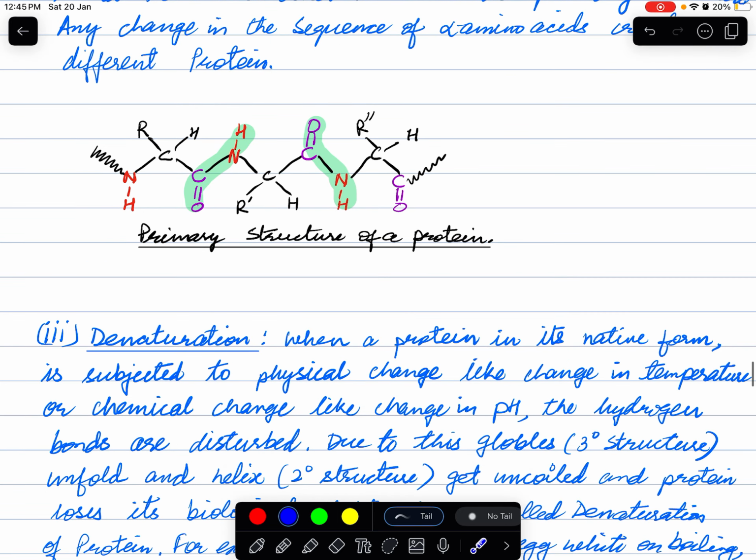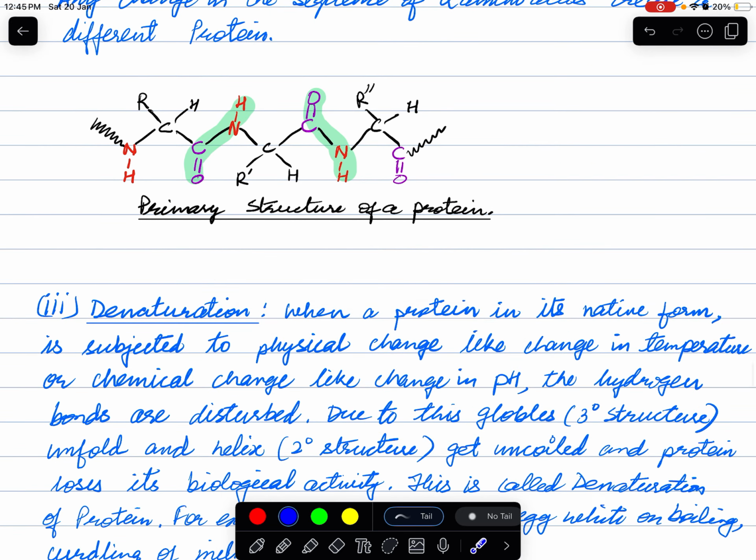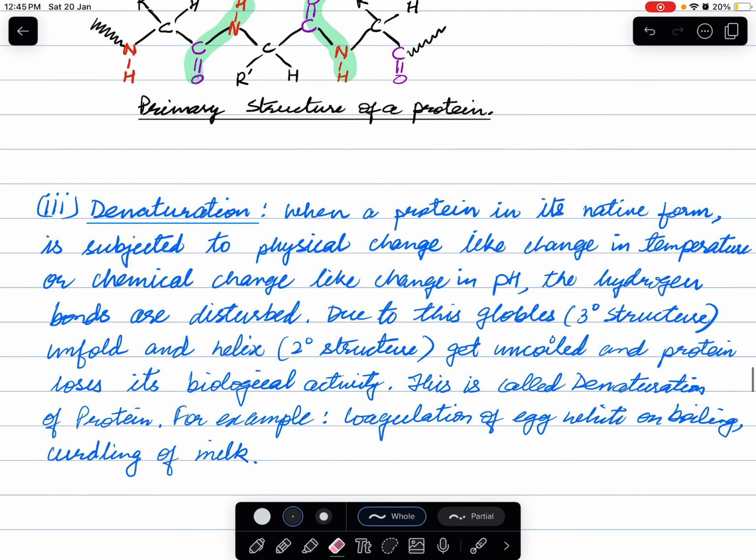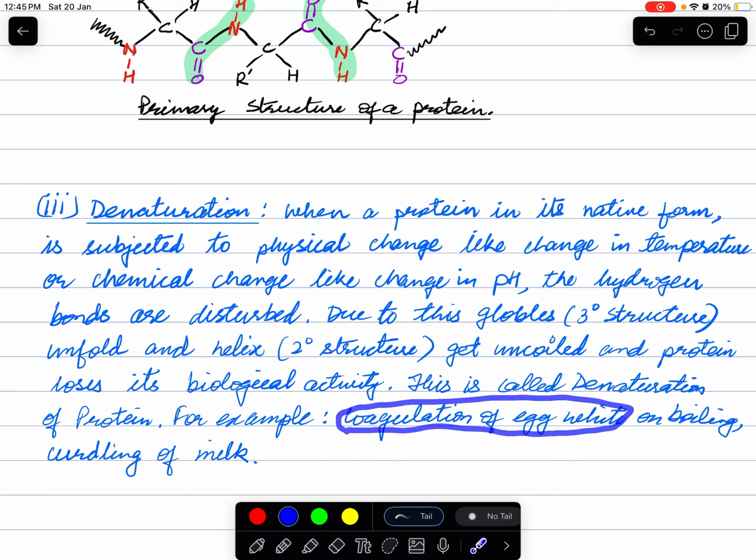Now, the third one is denaturation. You must have experienced denaturation in your daily life. For example, when we boil an egg, the egg white, which is transparent and gelatinous, becomes opaque, and this is called coagulation of egg white. Egg white is mainly protein, and when we heat it, the heat brings about changes in the structure of the protein, and therefore we get a thick opaque mass in the form of hard-boiled egg white.